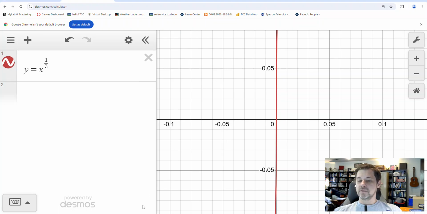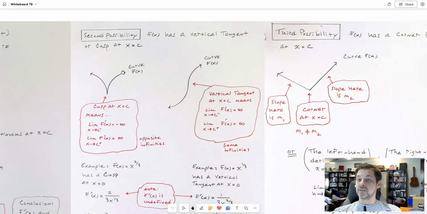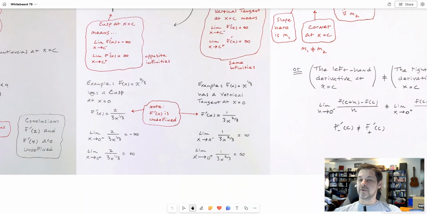Okay, so those are some other cases where the derivative would be undefined. There's no derivative right there at the cusp. There's no derivative right there at the point where there's a vertical tangent. Now, the curves I just showed you the graphs for were f of x is x to the 2/3 power, which has a cusp at 0, and f of x is x to the 1/3 power, which has a vertical tangent at 0. There are their derivatives, okay?